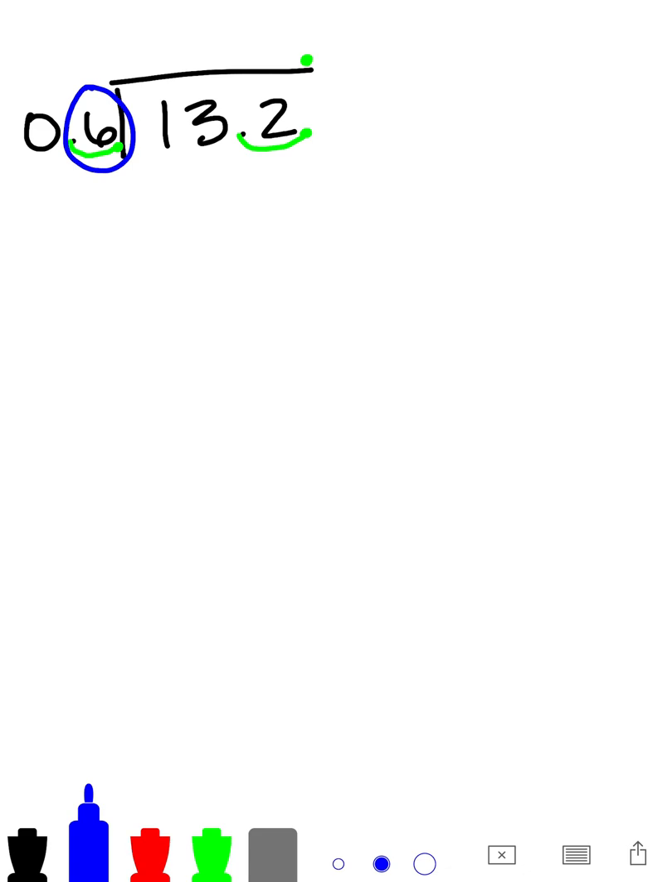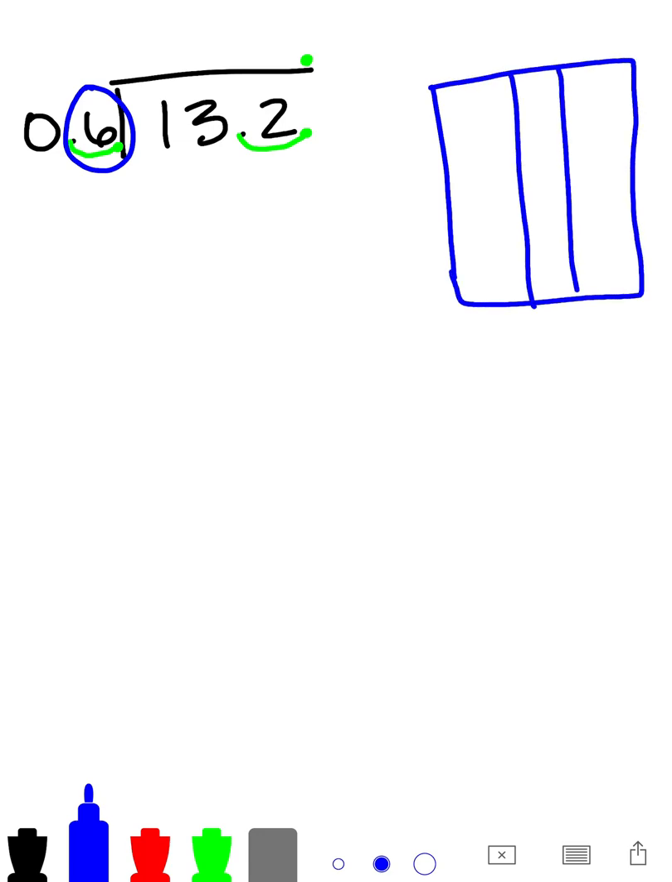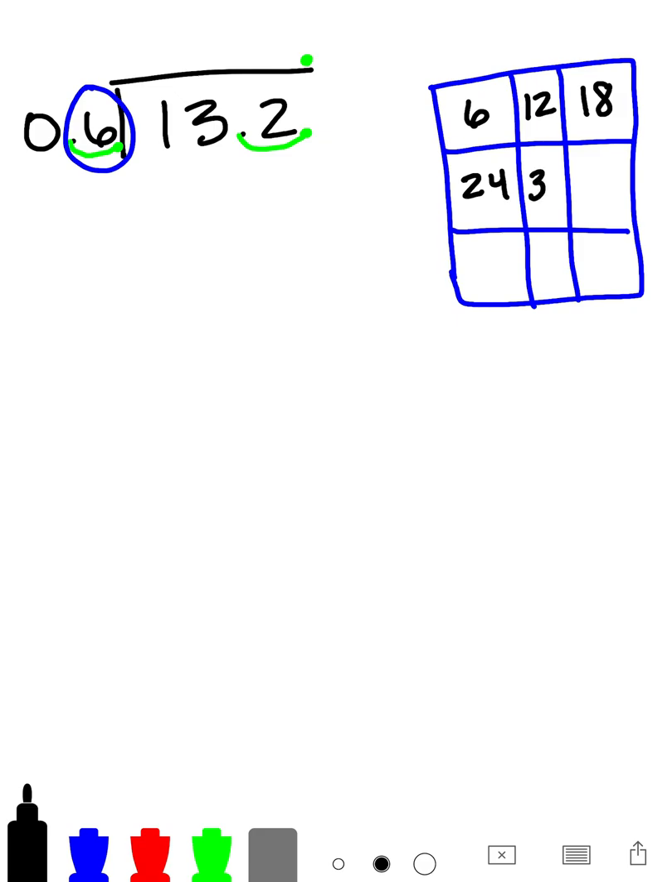That's a 6. So I'm going to create a count by box over here. And I'm going to put the multiples of 6 inside this count by box, okay? The multiples of 6 all the way through 9. So I have 6, 12, 18, 24, 30, 36, 42. What is 6 times 8? 48. And 6 times 9 is 54, okay?